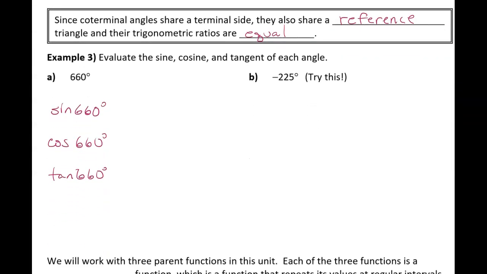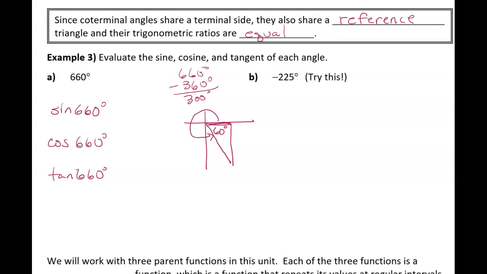Let's see if we can sketch a reference triangle. So 660 minus 360, a full rotation, gives us a 300 degree angle. That's the angle that we want to sketch. So sketching a 300 degree angle, that's going to be a quadrant 4 angle that'll terminate in quadrant 4. That's just a little bit beyond 270, right? So if I have an angle that terminates in quadrant 4, our reference angle is 60 degrees, because 300 plus 60 degrees is 360, or a full rotation.